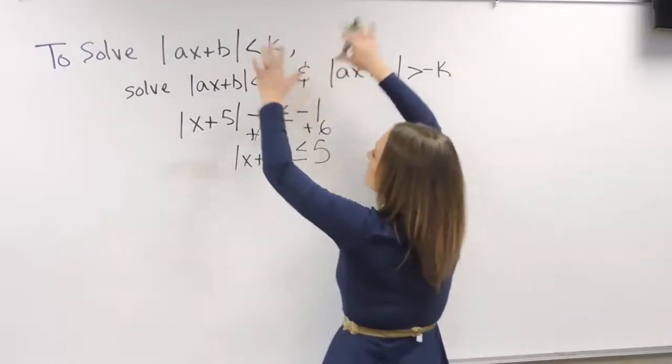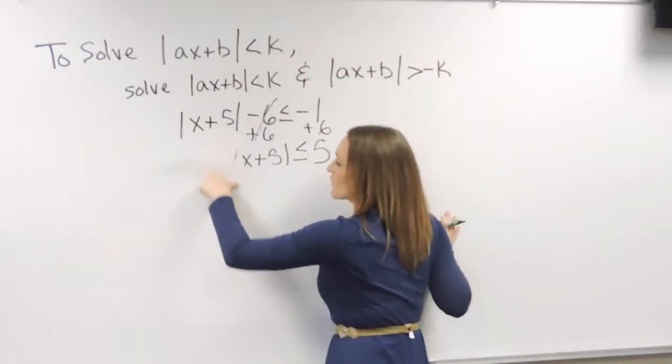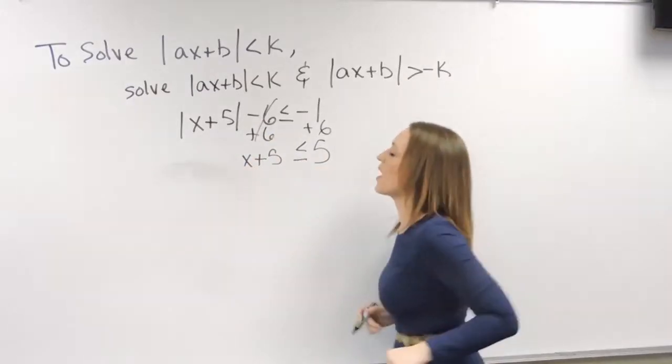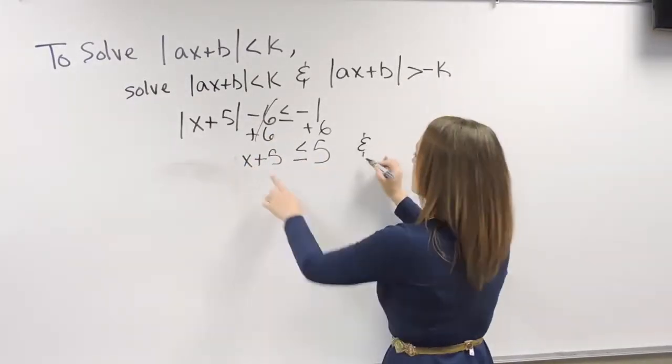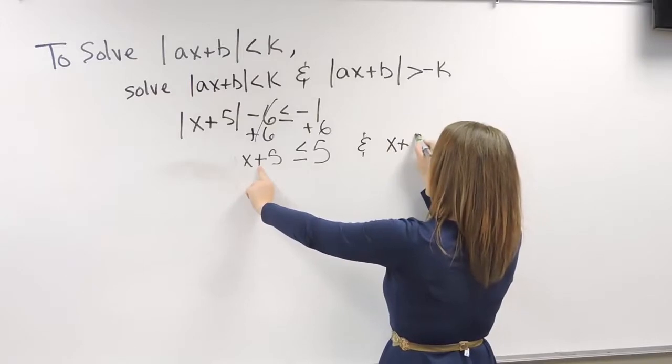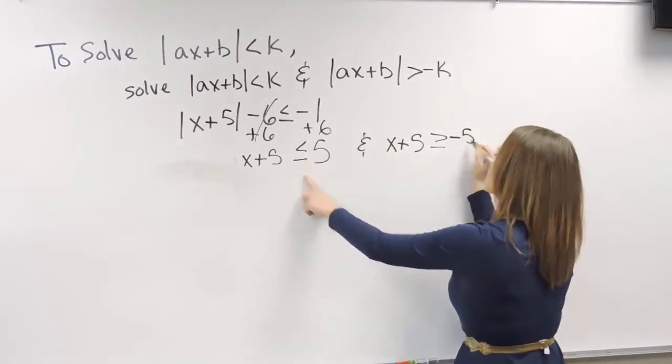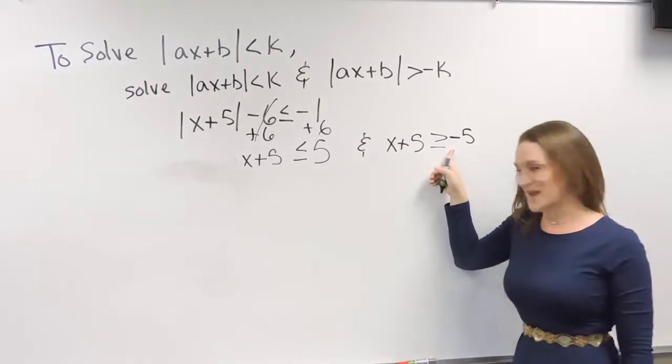So we need to split it up into two equations. The first one is going to be our normal equation, just get rid of those bars. And then the second one is going to look almost the same, but we need to flip the inequality and we need to make our sign negative over there.